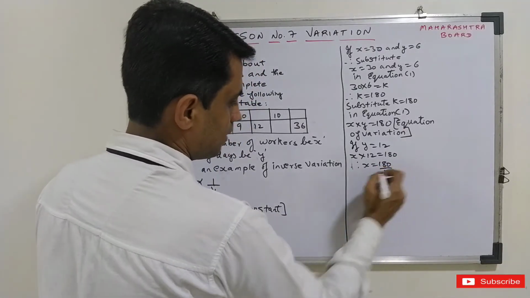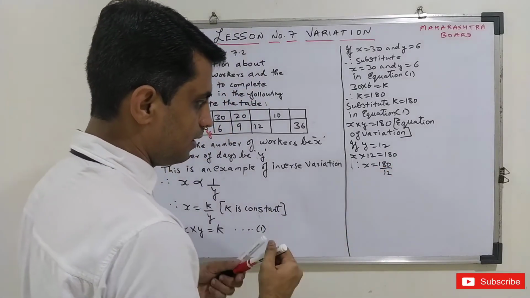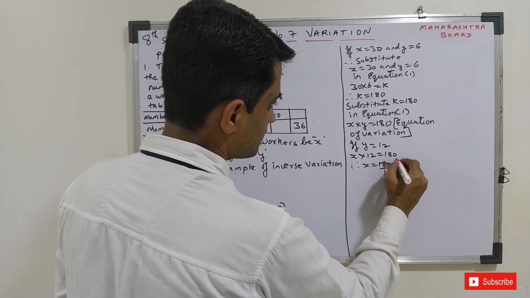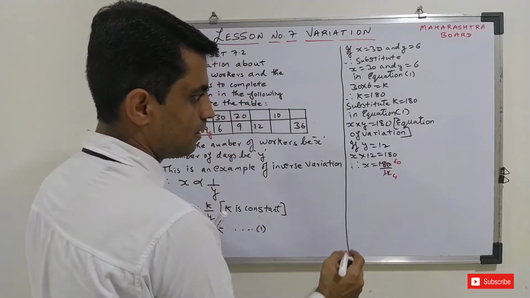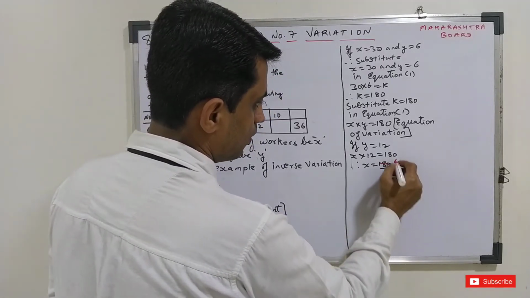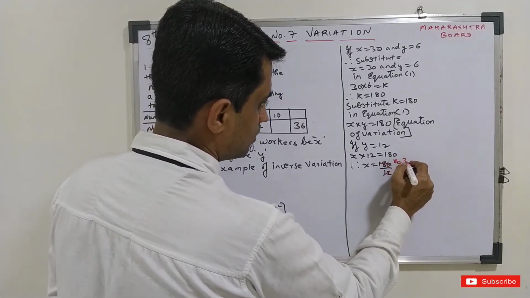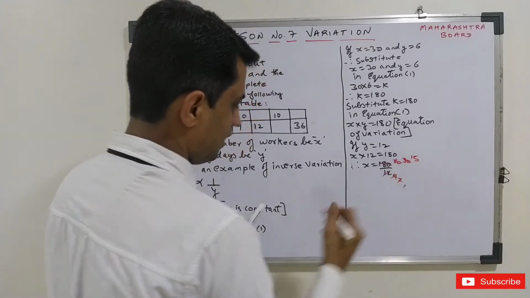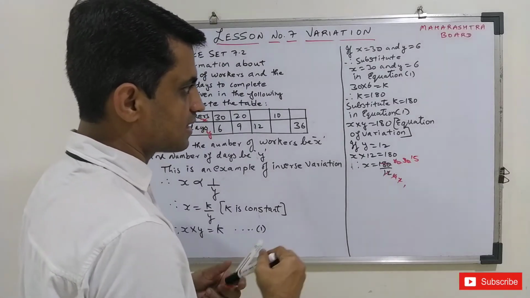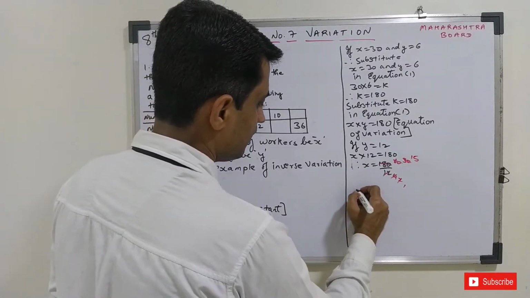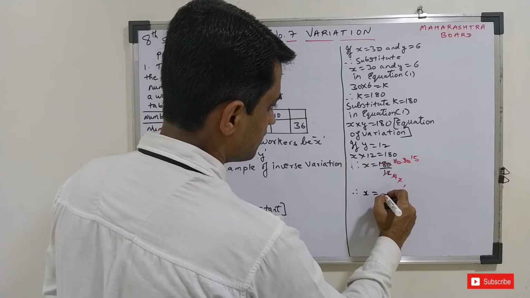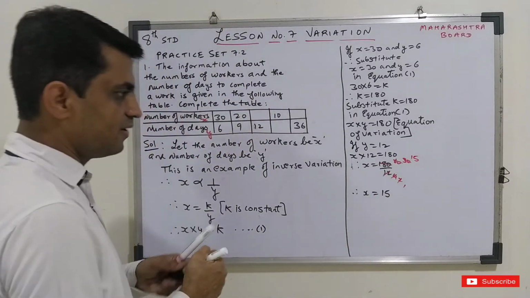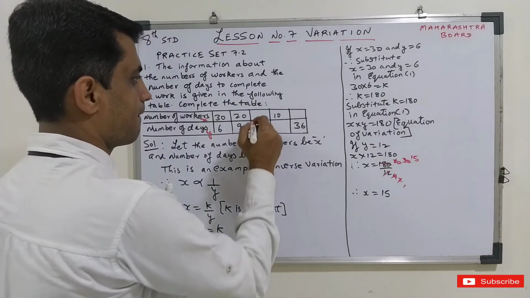Cancel it. How will you cancel? 3 table. 3 4s are 12. 3 6s are 18. Again 2 2s are 4. 2 3s are 6. Again 2 1s are 2. 15. So what we got as the value of x? We got x value as 15. So first answer we got 15.